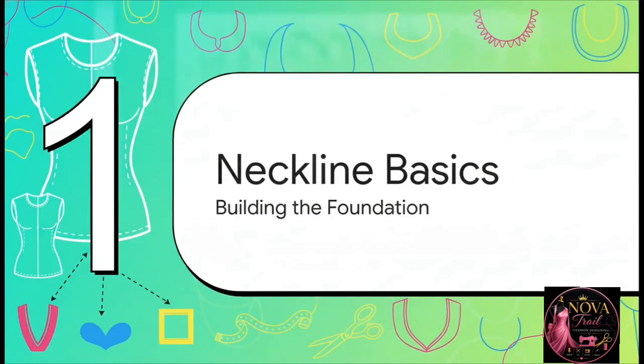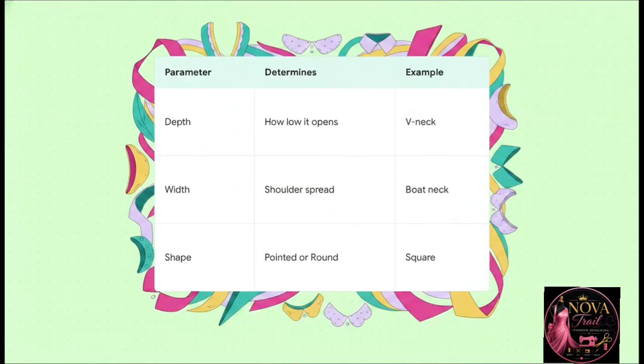Section 1, Neckline Basics and Parameters, Building the Foundation. Okay, so we're starting by looking back at that basic bodice sloper you drafted in classes 5 and 6. To turn that base into something new, you have to understand the core rules. It's honestly wild to think about, but just 3 simple parameters control absolutely every neckline design you will ever create. Depth dictates how low the neckline opens down the front of the body. Width determines how far it spreads out toward the shoulders. And shape is exactly what it sounds like, whether the lines are round, straight, or forming sharp points.